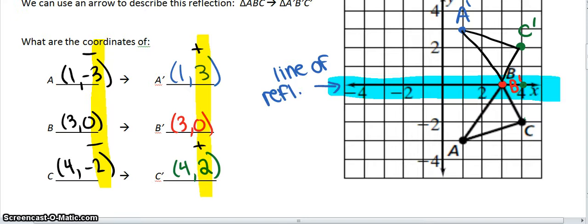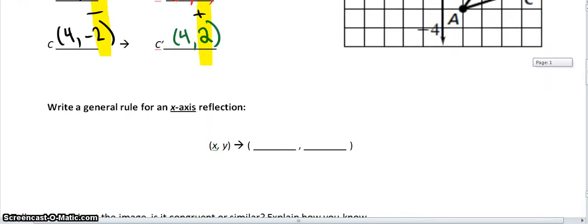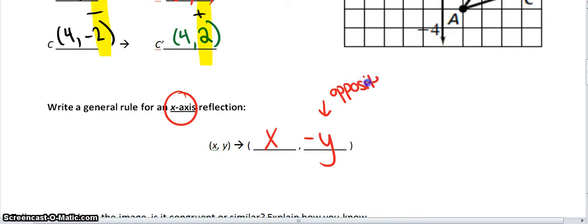Why does that make sense? Well, for C, I was below the x-axis, now I'm above the x-axis. I was negative 2 away from the line of reflection originally. I was down 2, now I'm up 2. But the x is going to stay the same because it's in a straight line with our original point. It just got reflected over the x-axis. So the general rule, if you're reflecting over the x-axis, means your x-coordinate's going to stay exactly the same, but your y-coordinate is going to be the opposite sign. So it doesn't necessarily mean it's going to be negative. It means whatever it is, you're going to take the opposite sign.